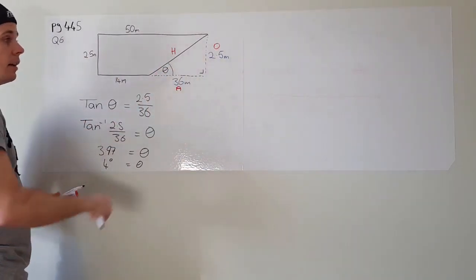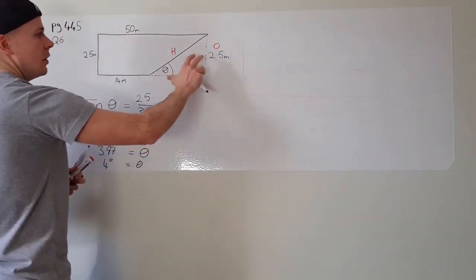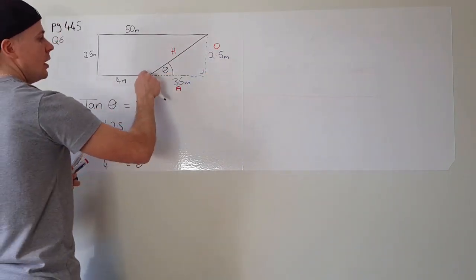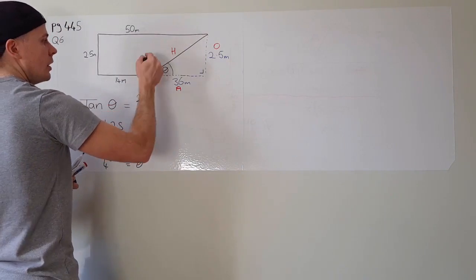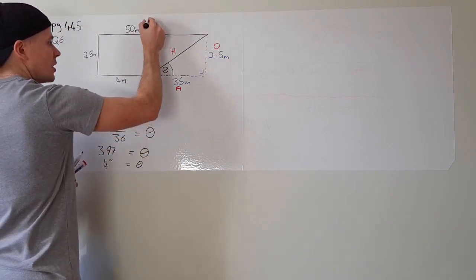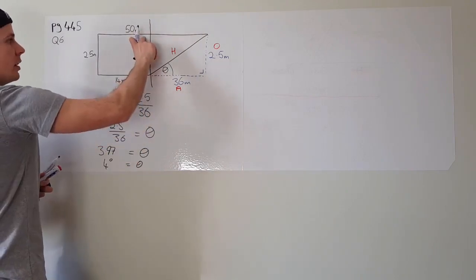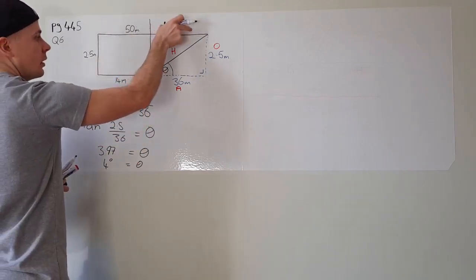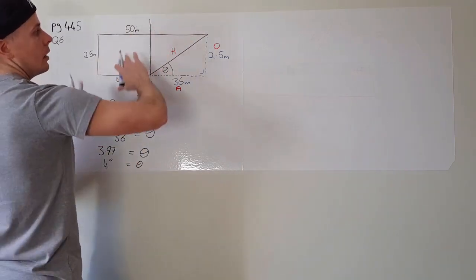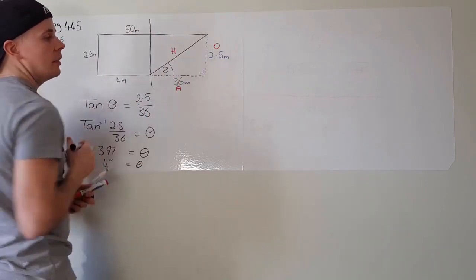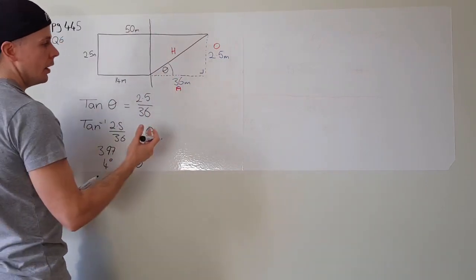Even if you didn't go about doing it this way and drawing it in that way, you should have been able to see, well, I can take a vertical height here. So imagine you just took a slice. You know that height, you know that height, and mirror it down so that your theta is on the inside of the triangle rather than the outside of the triangle.